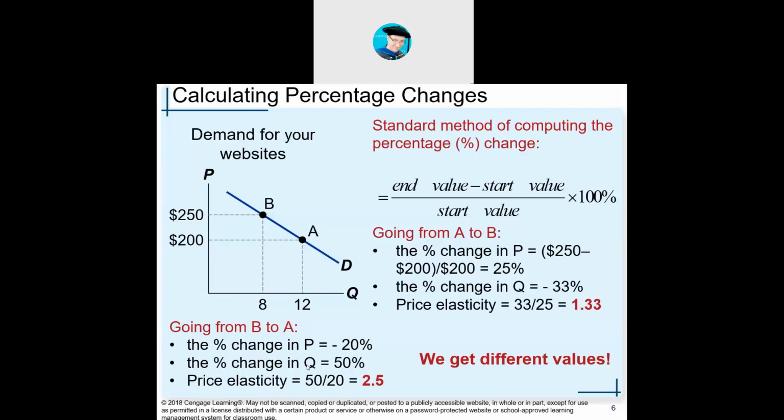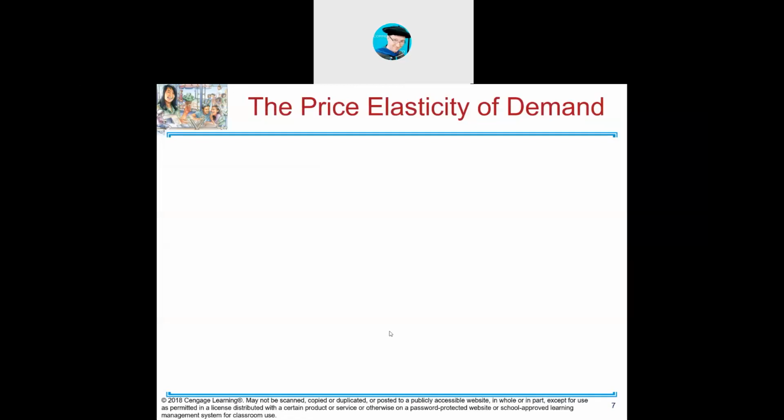And the change in quantity would be 8 minus 12 divided by 8, which would be 50%. So price elasticity 50 over 20 would be 2.5. So it just kind of shows you how it works the other direction, A to B, B to A. It's basically just working it backward.